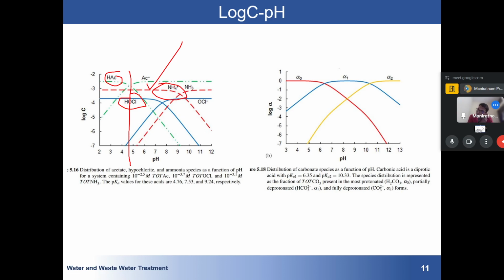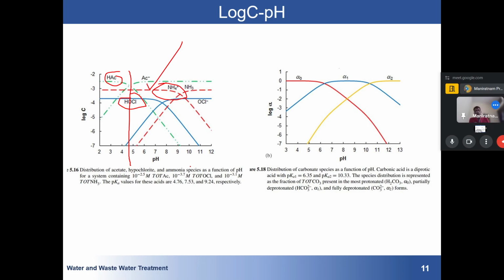So before 9.1 this ammonium was dominant, and after 9 it was ammonia which was dominant. So what is the real world application of this graph? Now you know that there might be chances that your water is contaminated with ammonia, and you have to treat ammonia. Before treating ammonia you should know in which form ammonia is present, whether it is in ammonium ion or in NH3 form.